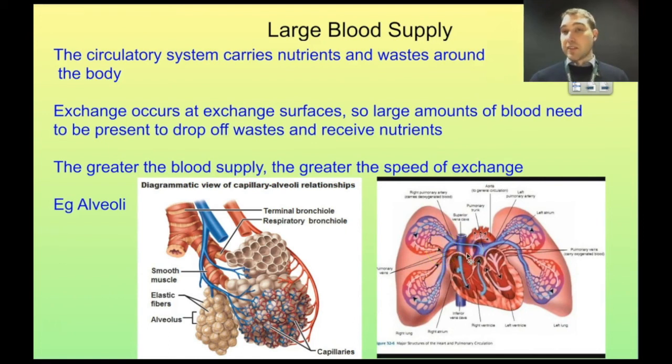And this is true of the other exchange surfaces too. The small intestine has a large blood supply, and the kidneys have a very large blood supply, 20% of the blood from each pump is going directly to your kidneys. So by having a large blood supply, you get a greater speed of exchange of materials into that blood.